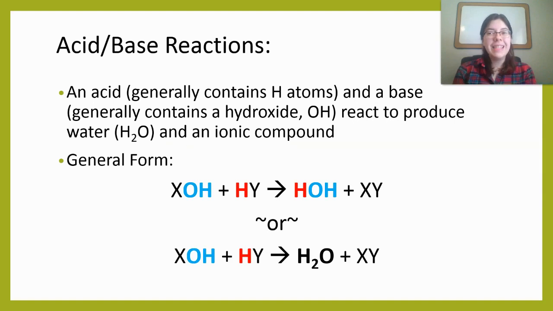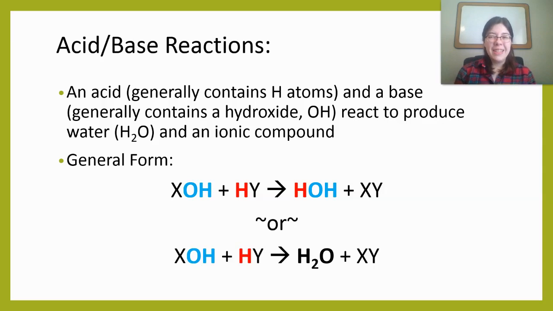And in fact, it is a special type of double replacement reaction known as an acid-base reaction. Acids generally contain hydrogen atoms and bases generally contain the hydroxide ion. And when those two things combine, we get water, H2O, and some other ionic compound. So there are two different ways we can think about it. Like I said, that first one shows HOH, where the H comes from the acid and the OH comes from the base to give us that water.